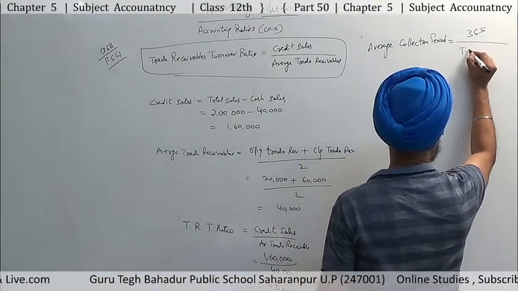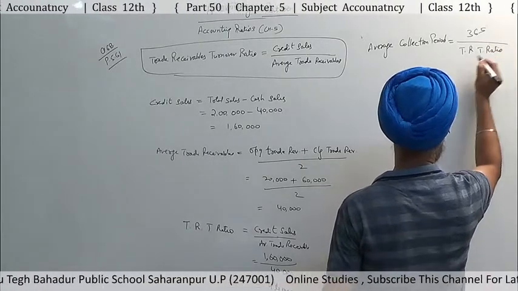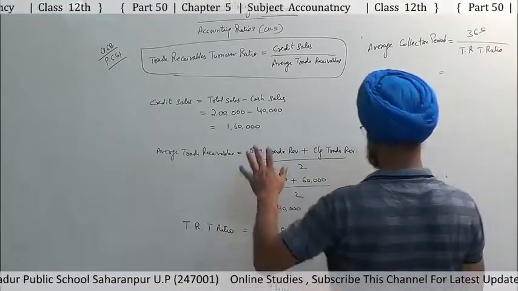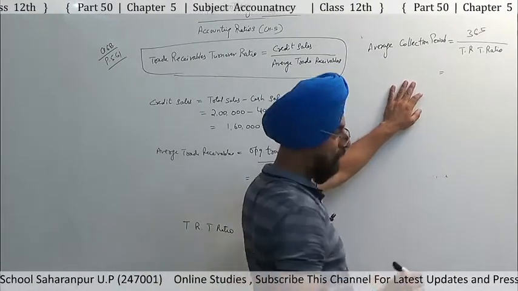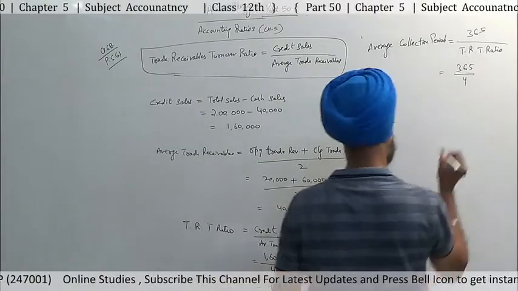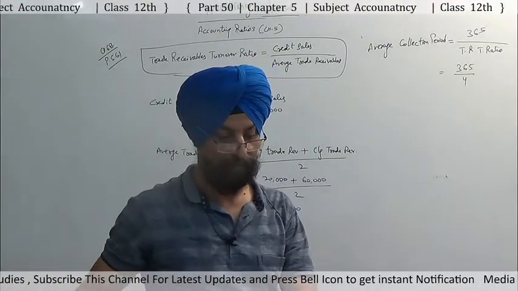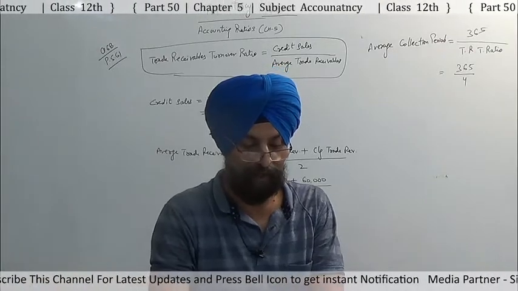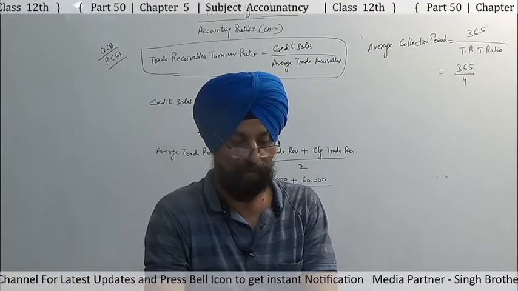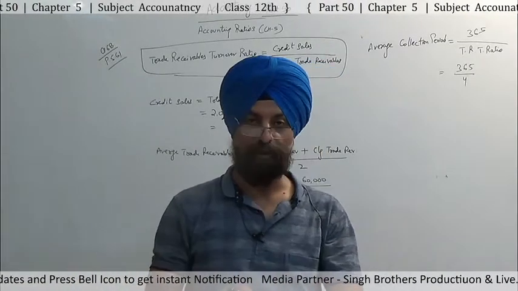Trade receivables turnover ratio, which is 4 times in this question. So in this question, average collection period will comes 365 by 4 times. In this way, we find average collection period. So that's all for today, students.